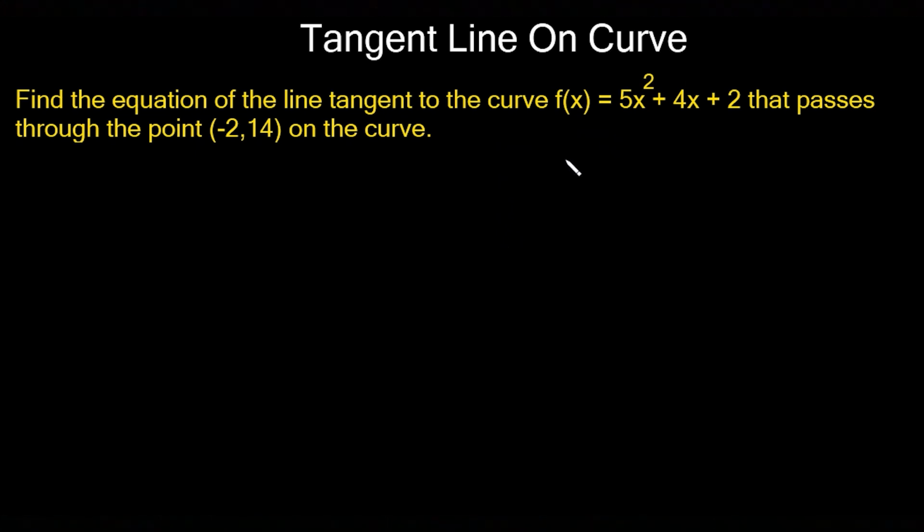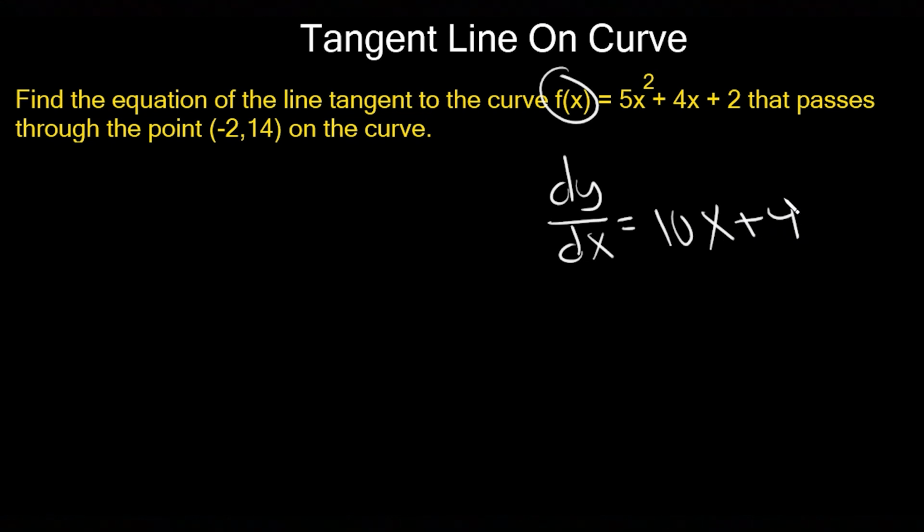So I have to take my y, which is f of x, and I have to go ahead and take the derivative with respect to x. So I'm going to say here dy/dx is equal to 10x plus 4. And again, I'm just using the power rule here to get the derivative, right? You should know how to do that if you're on this video. I'm just applying the power rule. And then from here, we can go ahead and get the actual slope of this tangent line.